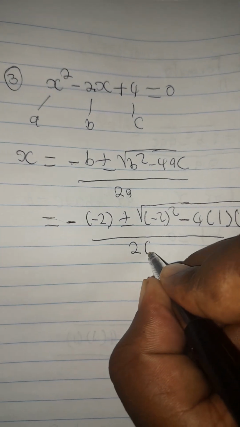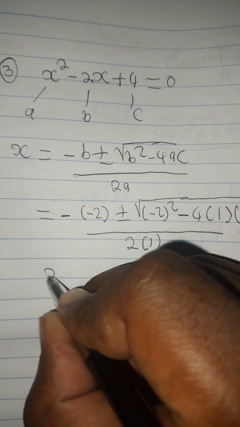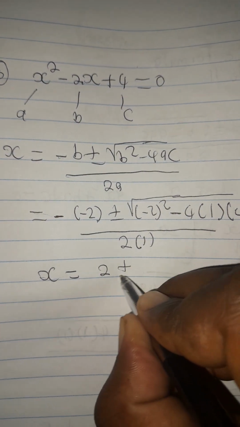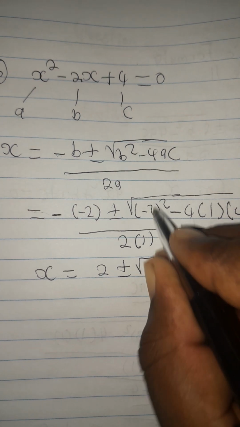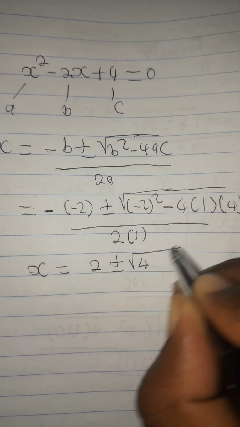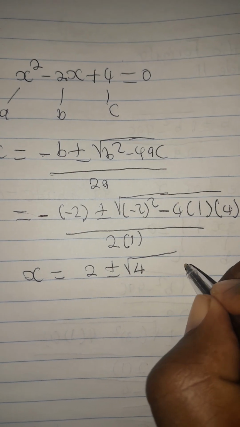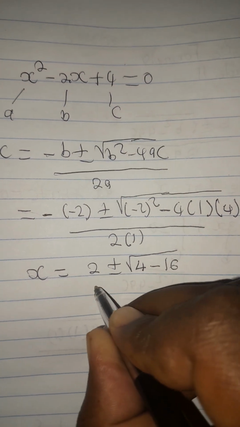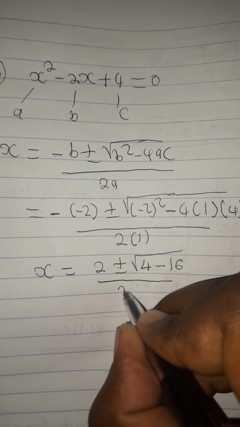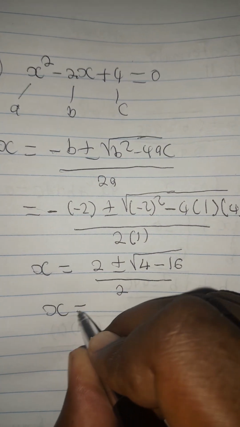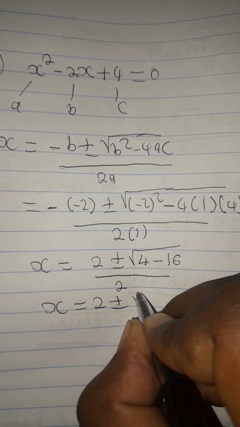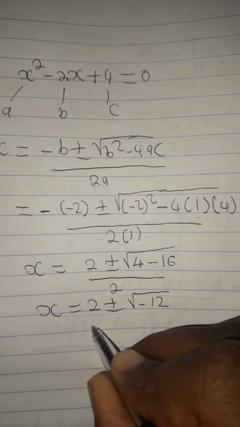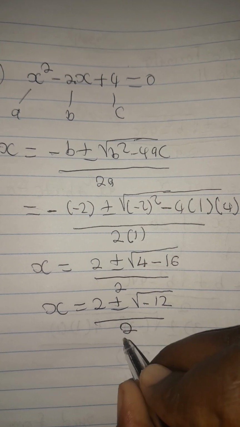Then we have a is 1. Negative and negative will be positive 2 plus or minus the root of 2 squared, that will be 4. Negative 4 times 1 times 4 will be minus 16. 2 times 1 will be 2. Then we have 2 plus or minus the root of 4 minus 16, that will be minus 12, divided by 2.